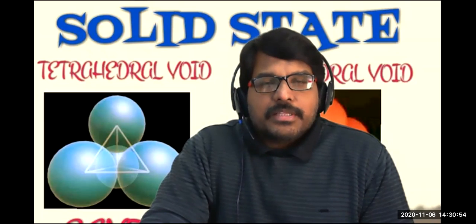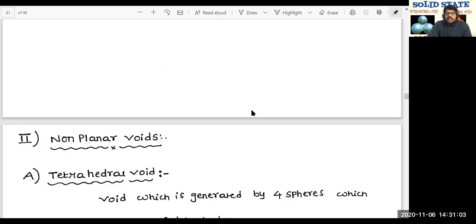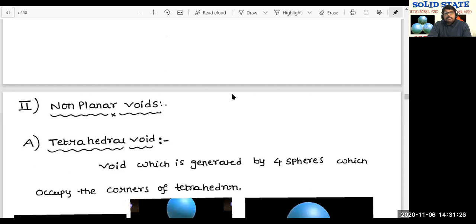So first, without any delay, let us take a tetrahedral void. So basically the topic is non-planar voids. The exact meaning of non-planar void: the center of the sphere which is forming the lattice and the center of the void are not in the same plane. If they're not in the same plane, then the void is said to be a non-planar void. And we have three types of examples in non-planar voids. In this, the first one is a tetrahedral void.